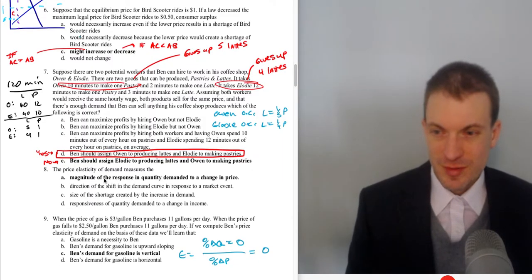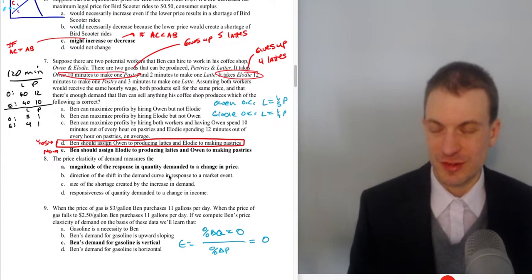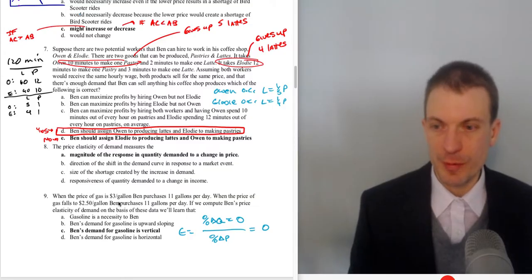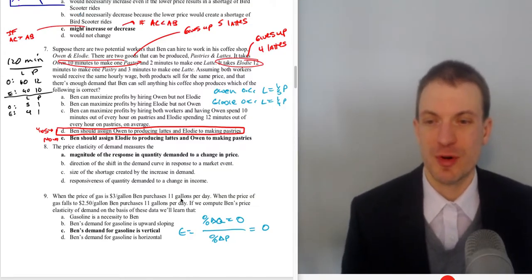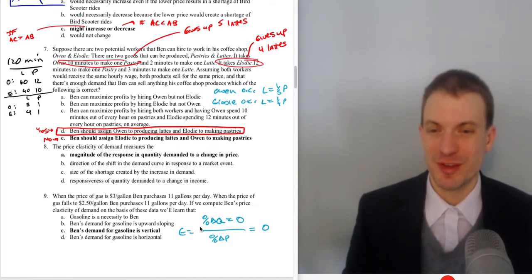Price elasticity of demand measures the magnitude of the response in quantity demanded to a change in price. That's just the definition of price elasticity of demand. When the price of gas is $3 a gallon, I purchase 11 gallons a day. When it's $2.50, I purchase 11 gallons a day. Let's look at my price elasticity of demand.